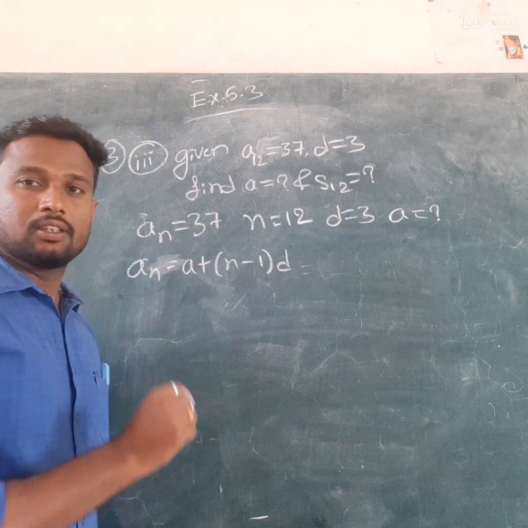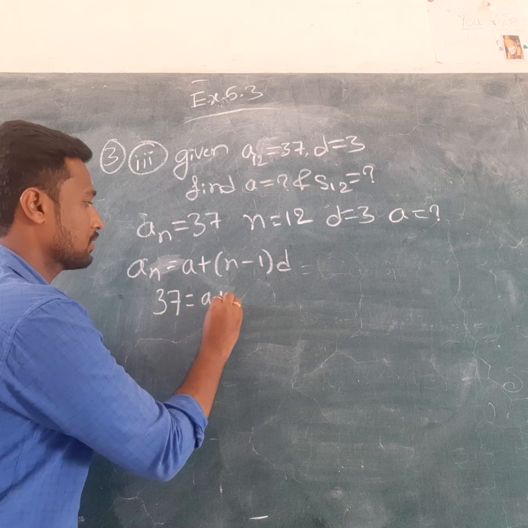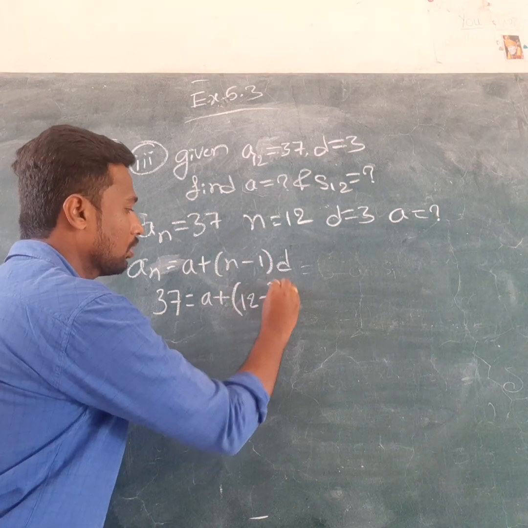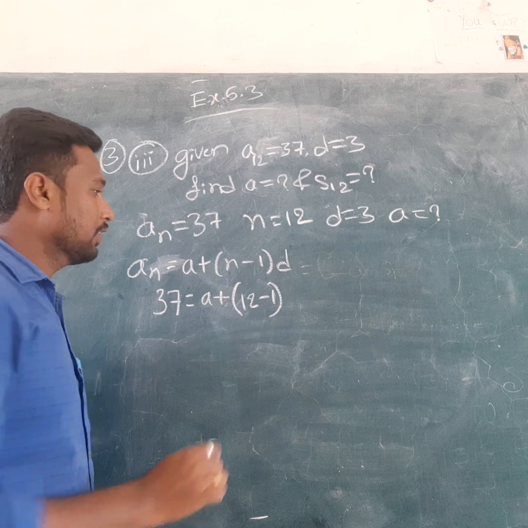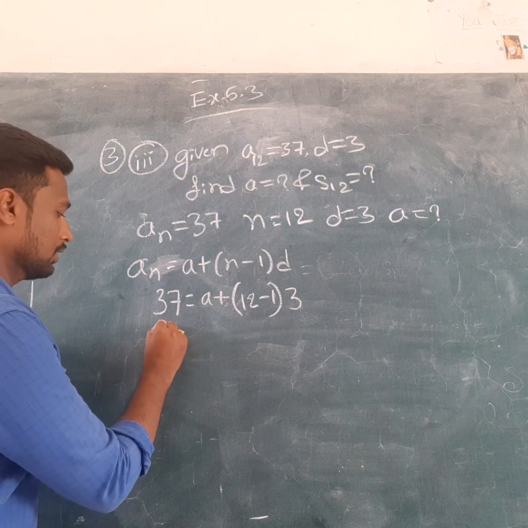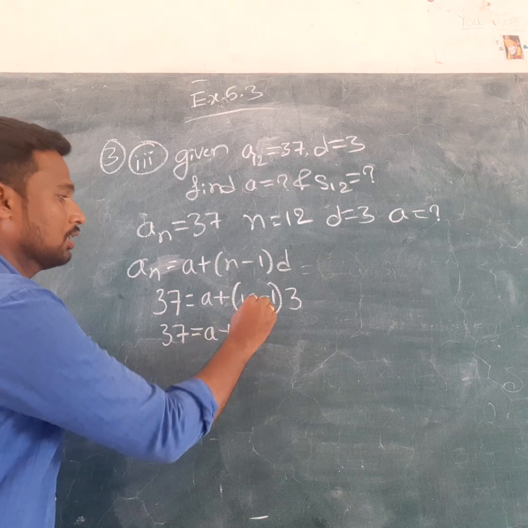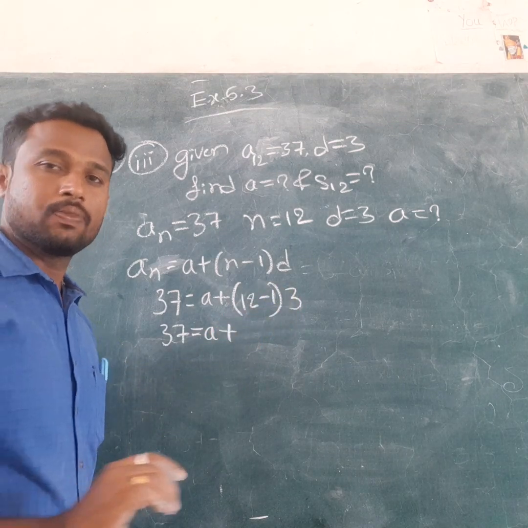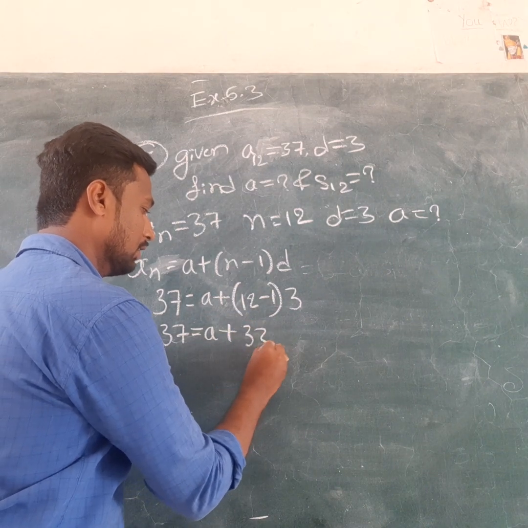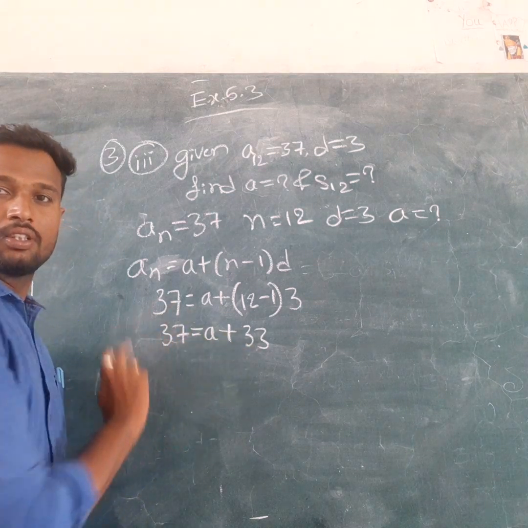So An value is 37. 37 is equal to a plus n, n value is 12. So n minus 1 means 12 minus 1. Next, d value. What is d value here? 3. Okay. So 37 is equal to a plus 12 minus 1 means 11. So 11 into 3, what is the value? 33. So here 37 is equal to a plus 33.